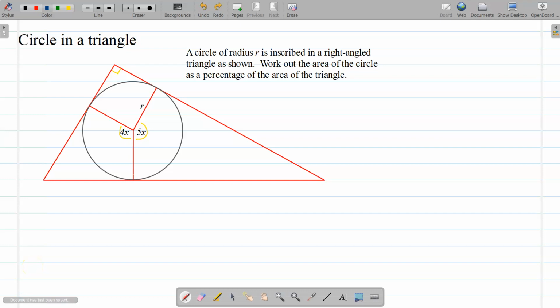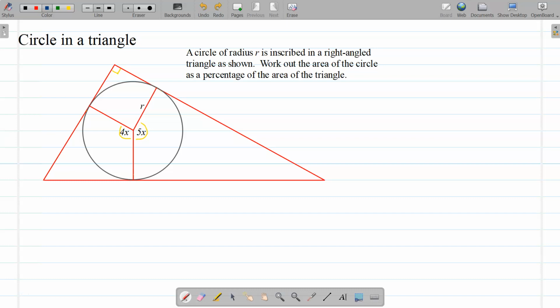Okay, welcome to this problem involving a circle inscribed in a right-angled triangle. Not much information is given about the dimensions or anything, but what we've got to do is find the area of the circle as a percentage of the area of the triangle.